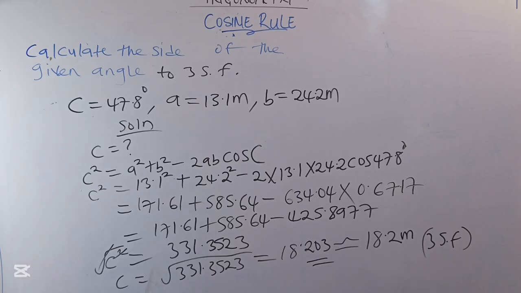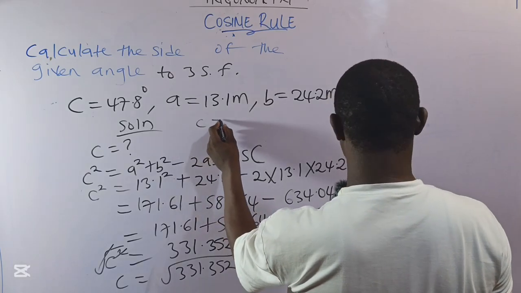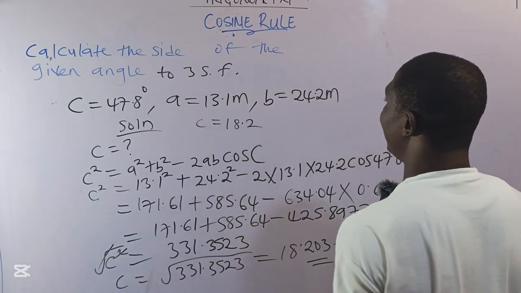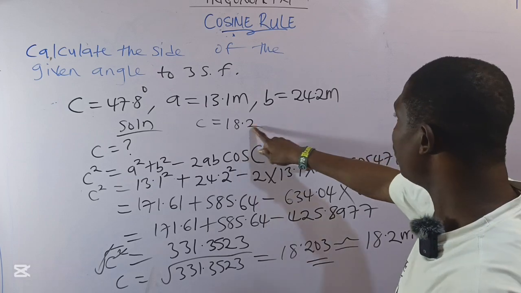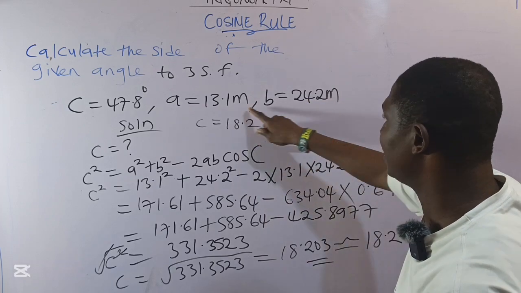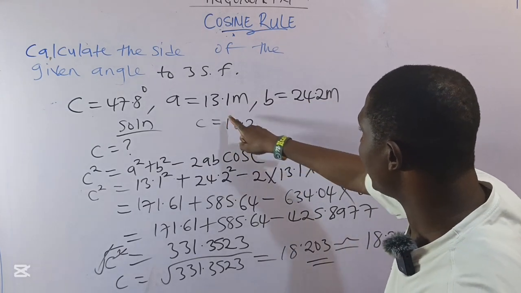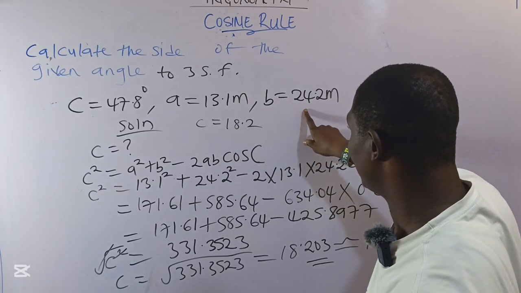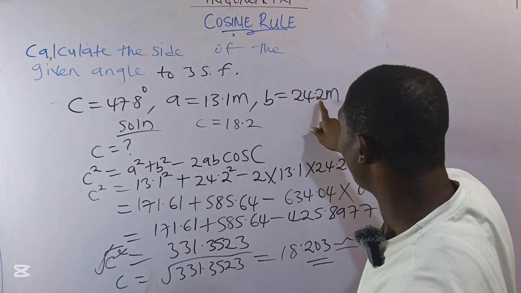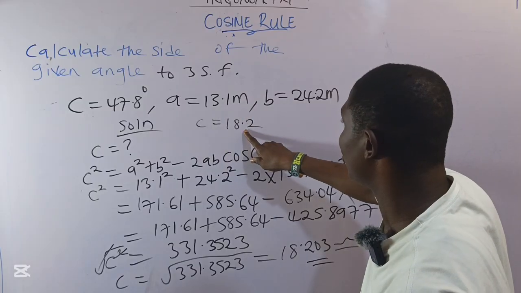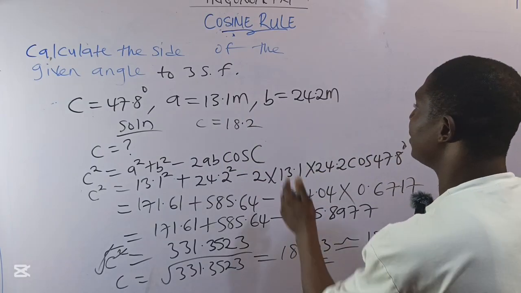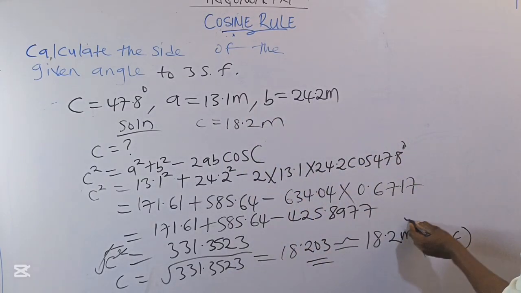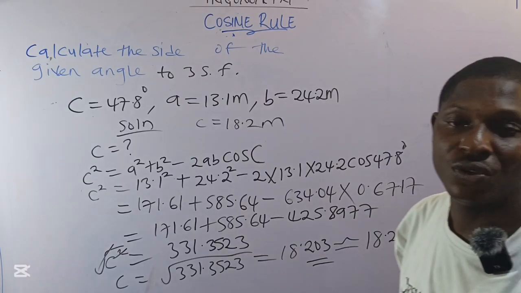And if you want to verify our answer, we've gotten c to be equal to 18.2. Let's check. 18.2 plus 24.2 is greater than 13.1. 13.1 plus 18.2 is greater than 24.2. And 24.2 plus 13.1 is greater than 18.2. So this is a perfect solution to our question. Thank you.